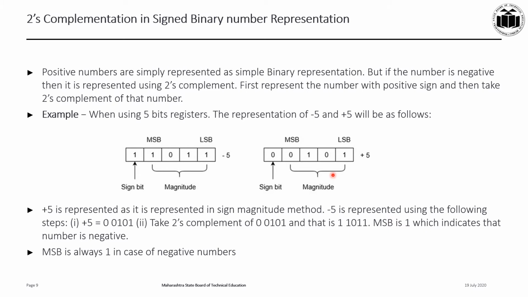But if you want to represent minus 5, you have to take 2's complement of 0101. That is how you can represent a signed binary number. So 0101's 2's complement gives you 1011. And the sign bit here will be 1, which shows that this is the representation of minus 5. So if the sign bit is 1, then it is a negative number. When the sign bit is 0, it is a positive number.